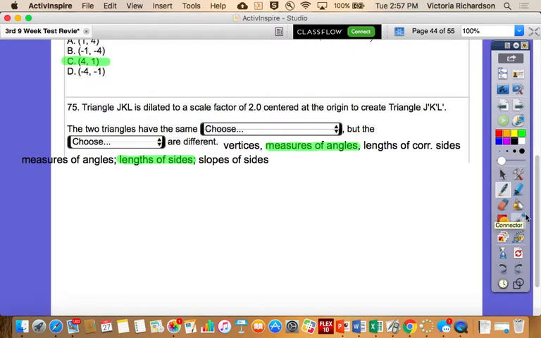75, if I take a triangle and dilate it by a scale factor of 2 to create J prime, K prime, L prime, the two triangles will still have the same angle measures, but they will have different lengths of sides. So a dilation will change the lengths of the sides, but nothing will change the measure of an angle.